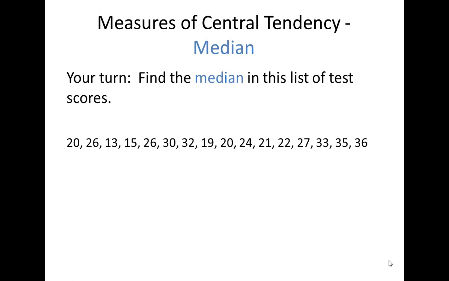Now you try. Find the median in this list of test scores. Pause the video while you solve the problem. Remember, you must put the values in order from least to greatest before you find the median.